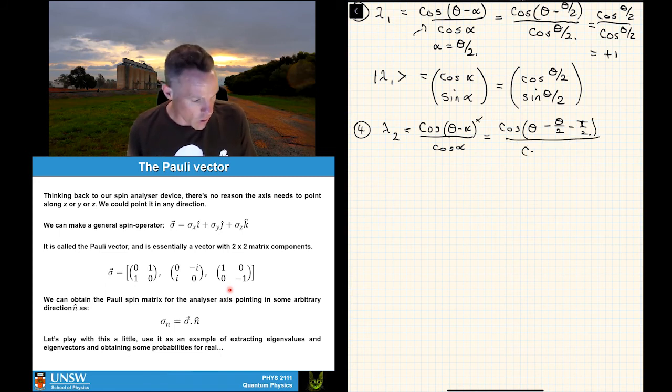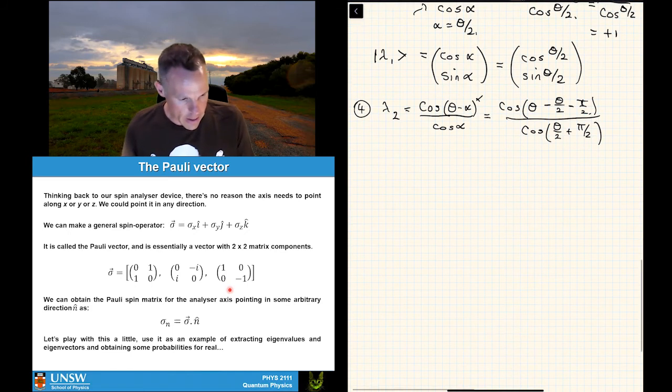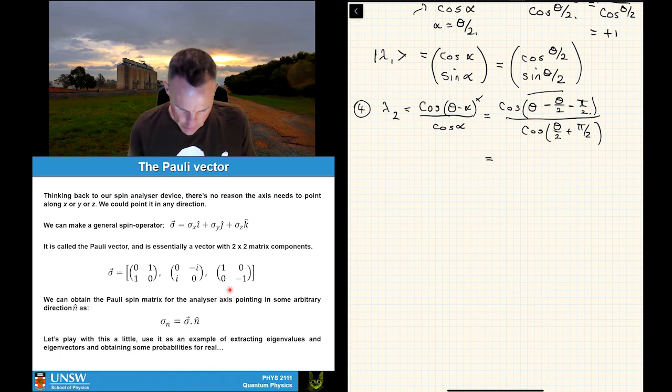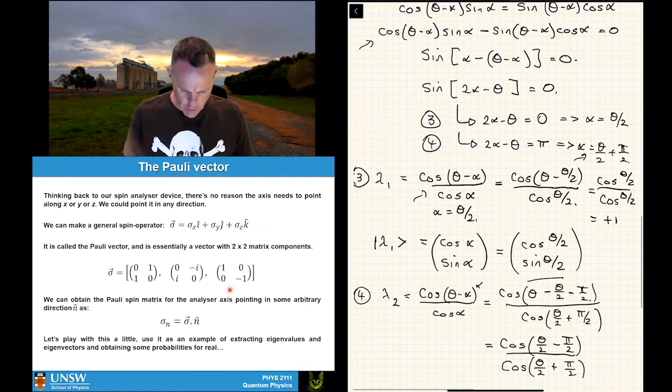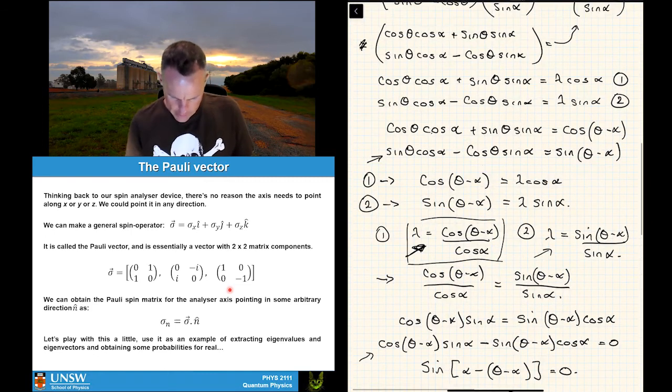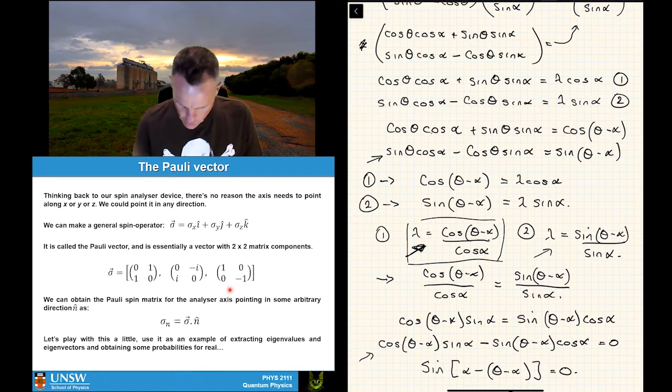On cos theta on 2 plus pi on 2, like so. And then this thing here, we can reduce these guys out. So this will now be cos theta on 2 minus pi on 2 divided by cos theta on 2 plus pi on 2, like so. Okay. And then you'll remember we had our trig relations way back up here somewhere. So what we can do is use this one.